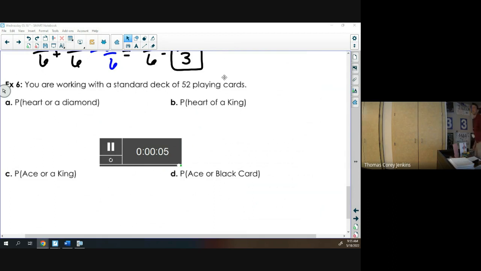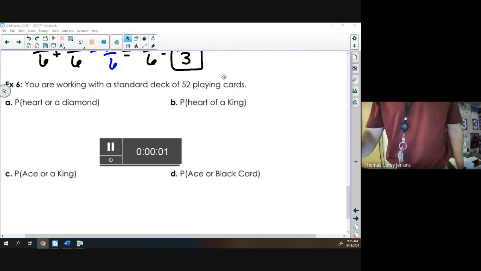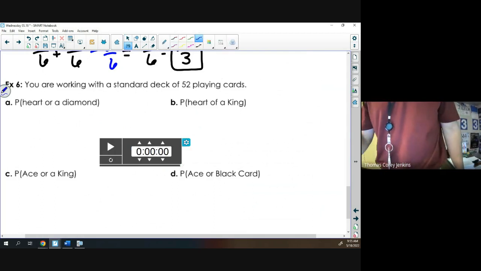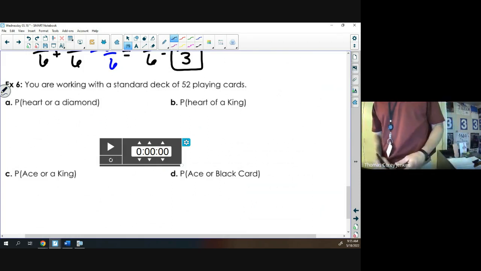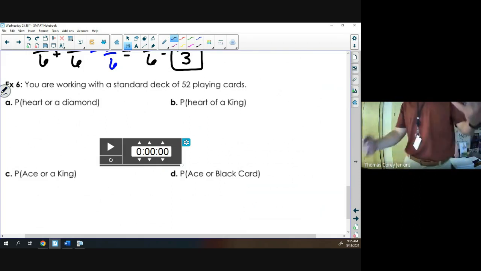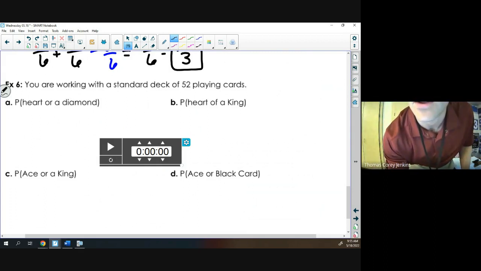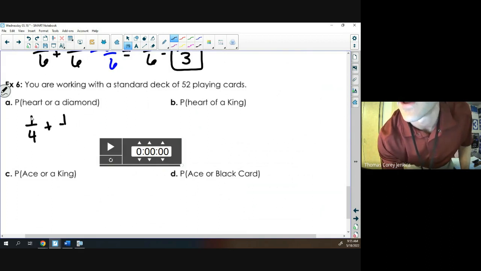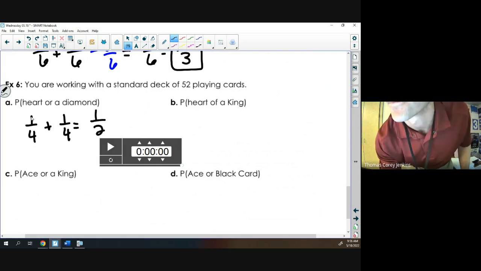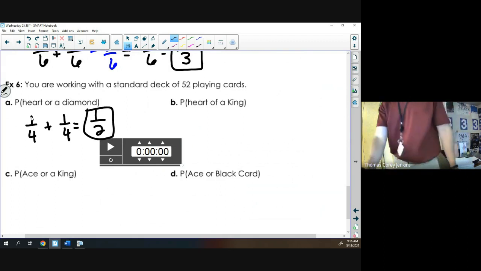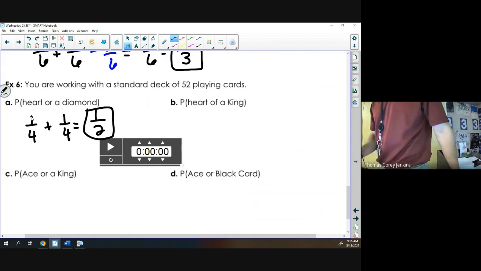All right, guys, I'll go ahead and put them up there, and then we can see if we have any questions. So, first question: if we're looking at heart or diamond, are there any of both? Answer is no on this one. So 13 out of 52 are hearts, or maybe make it easier, 1 out of 4. 1 out of 4 are diamonds. So 2 out of 4, or half of our cards, are hearts or diamonds. Okay, and there's no repeats.